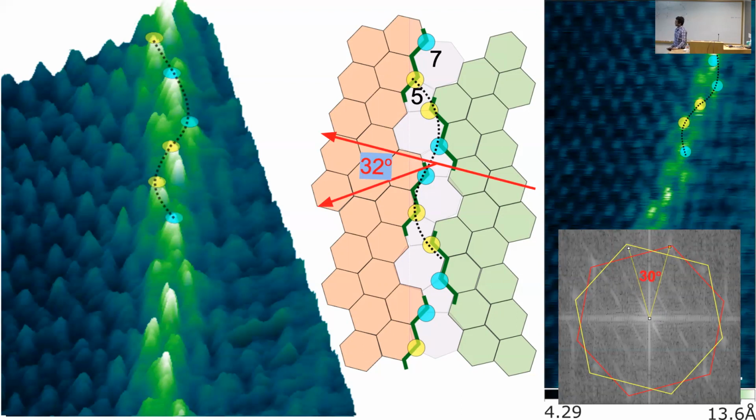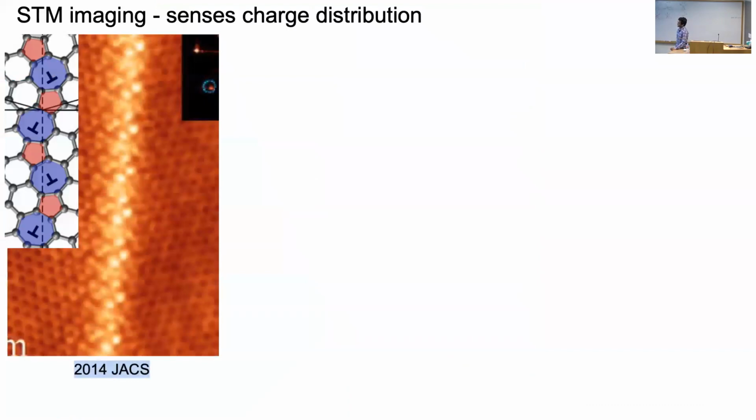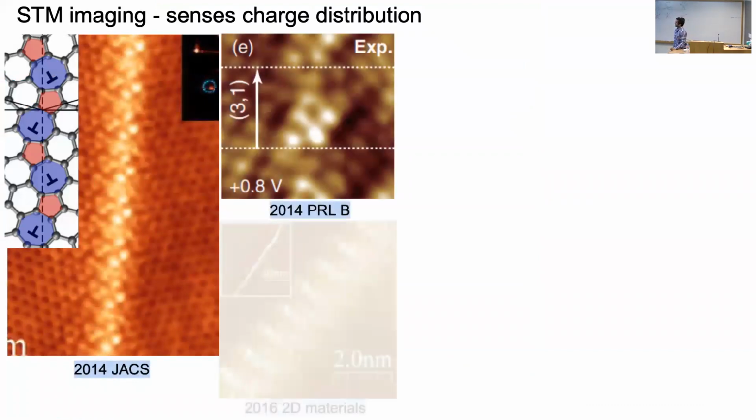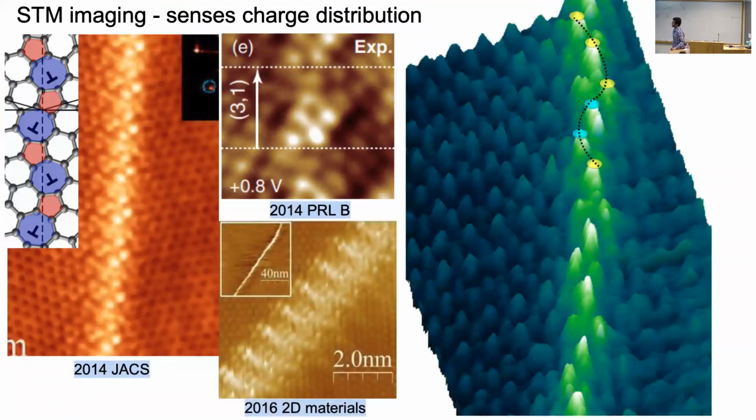And which it did. When I did FFT of this entire two-dimensional image, I found two hexagons corresponding to the two rotated grains, and the angle of twist was 30 degrees. And so moving on, let me compare my image with all of these images that we have seen so far. This is a 2014 JACS image, this is 2014 PRL, 2016 2D Materials, and here we are. We have come a long way since then, and you guys are looking at the best STM image of the most common grain boundary found on graphene and graphite.